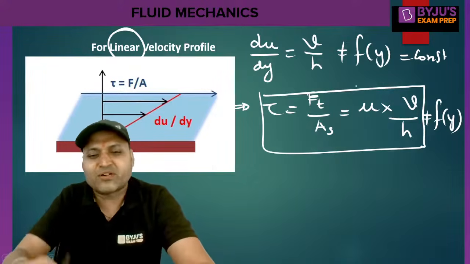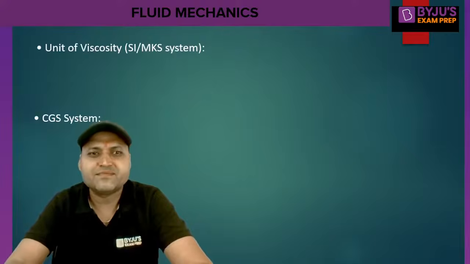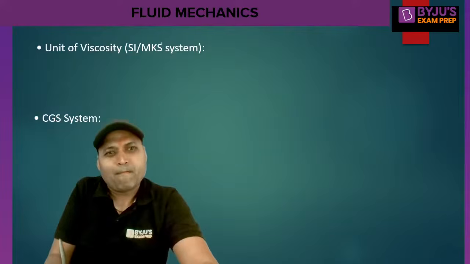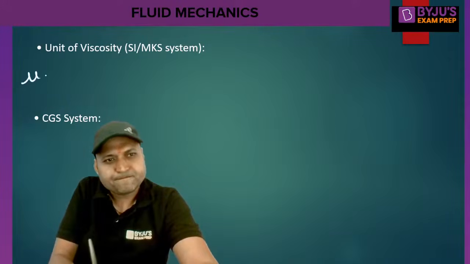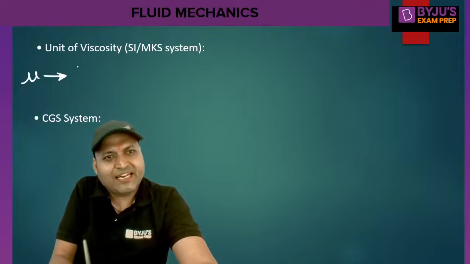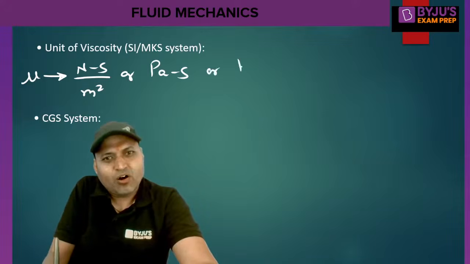What is the unit of viscosity? Can you let me know the unit of dynamic viscosity mu? In SI unit, it is Newton second per meter square, or we can call it Pascal second, or kg per meter second.